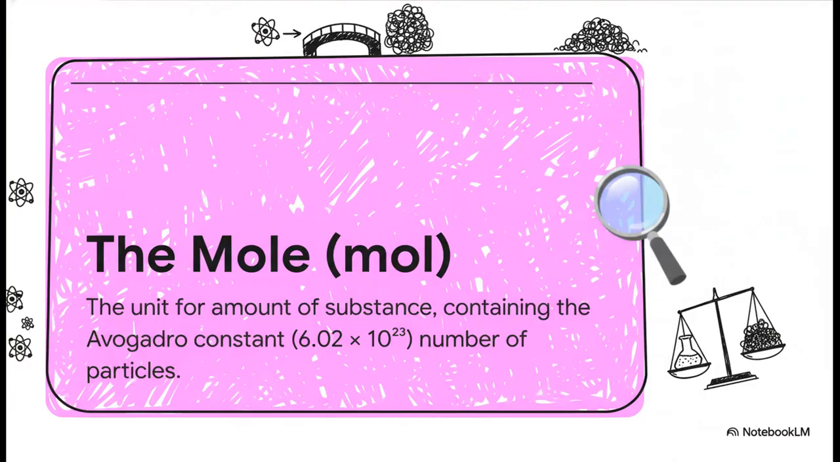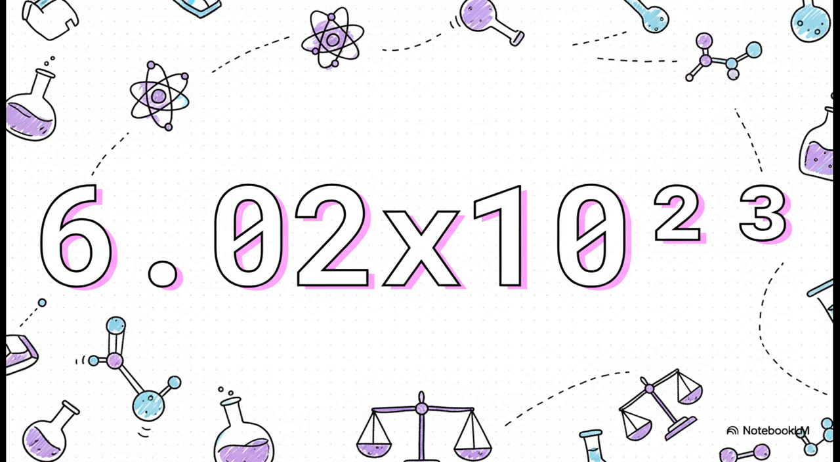So what is a mole, officially? Well, it's the standard unit for the amount of substance. Just like we use kilograms for mass or meters for distance, chemists use the mole to count particles. Which, of course, leads us to the really big question. How many particles are we talking about here? And there it is, 602 sextillion. That is the number of particles in just one mole.